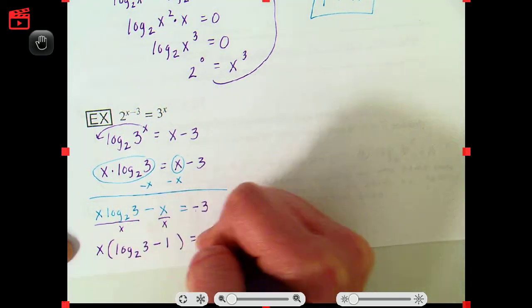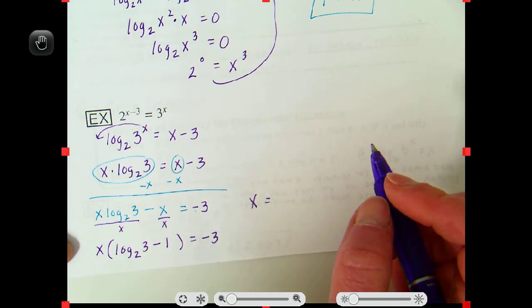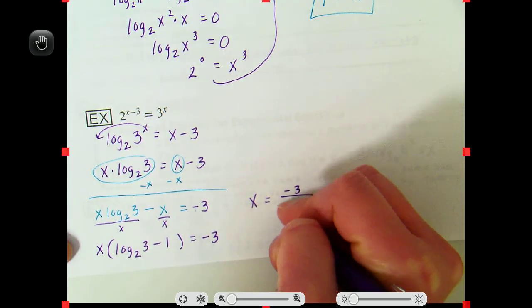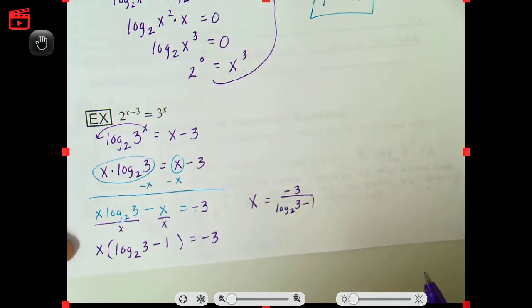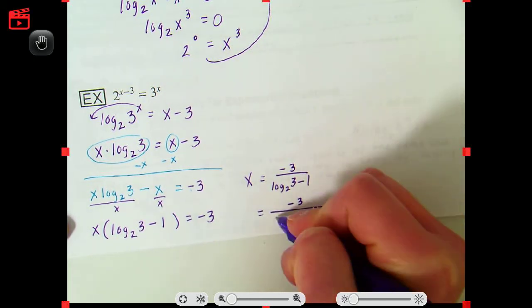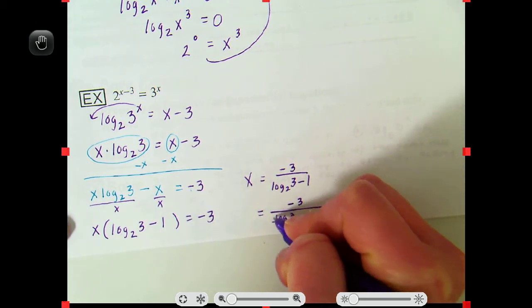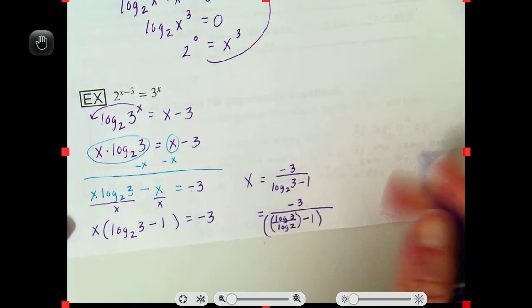So now that I have this x by itself, since it's x times this whole quantity, I am just going to divide that whole quantity over. So I'm going to have negative 3 over log base 2 of 3 minus 1. So you would have to type this in as negative 3 over log base 3 divided by log base 2. That would have to go in parentheses, and then your whole denominator would have to go in parentheses.